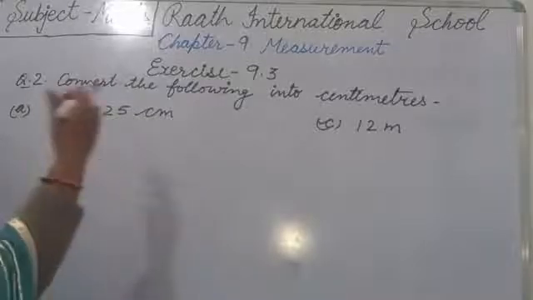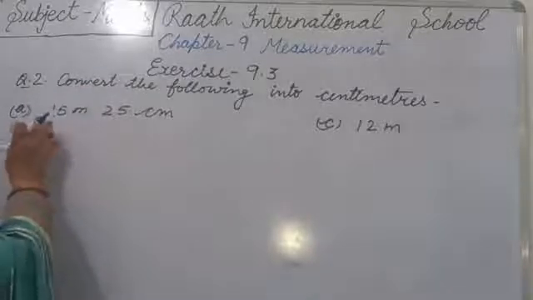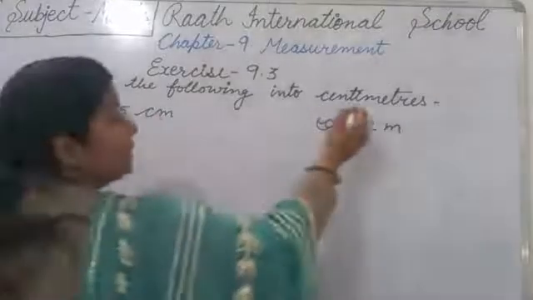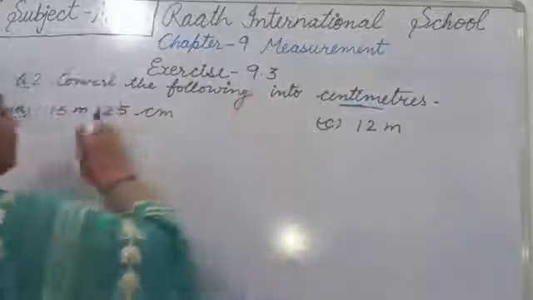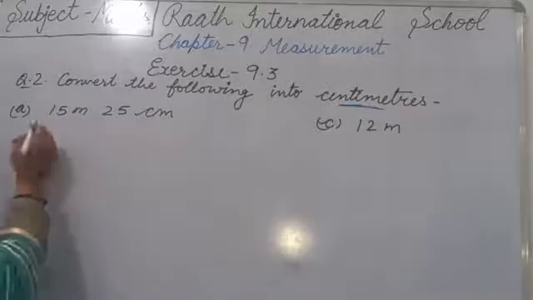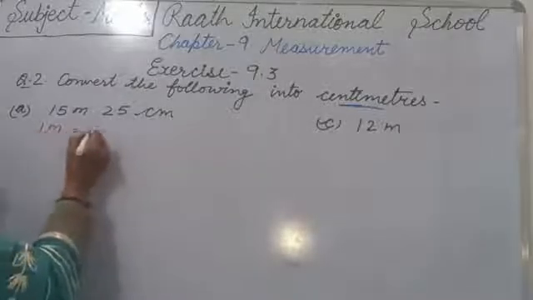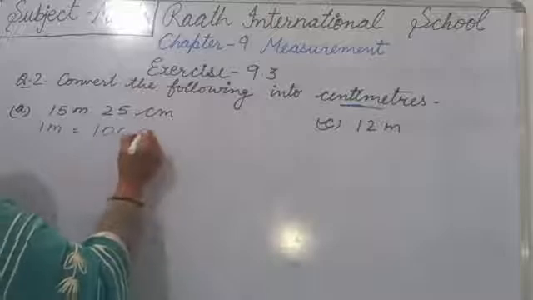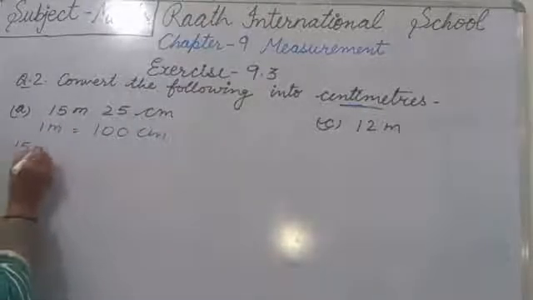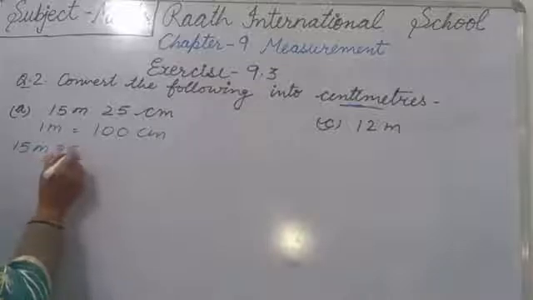Here is given convert into centimeters and there is given 15 meter 25 centimeter. 25 is already in centimeter, in which we have to convert. Now we convert 15 meter into centimeter. So as we know 1 meter equals 100 centimeter. Now we take our question, 15 meter 25 centimeter.